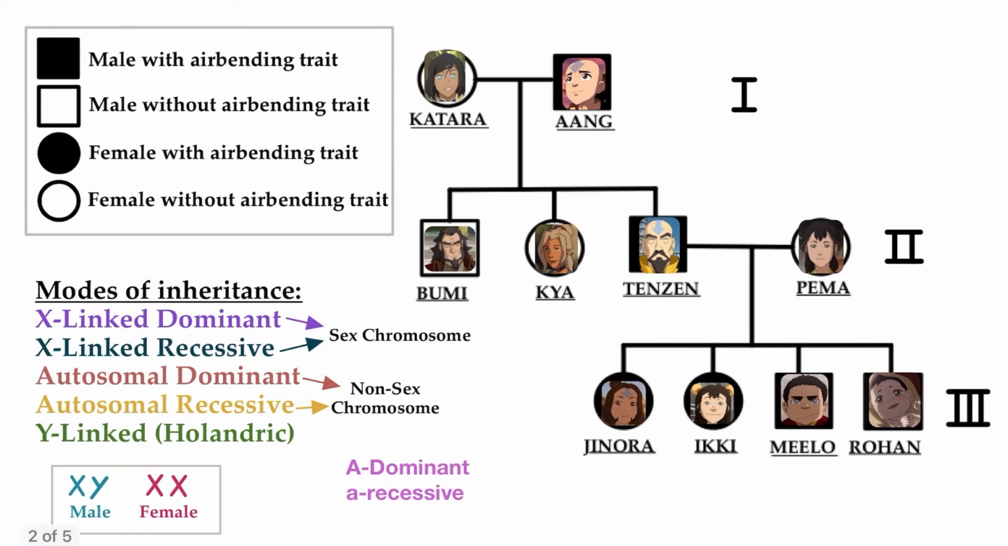First, let's talk about pedigrees. A pedigree is a chart or a diagram that traces the inheritance of a particular gene throughout different generations. Here we can see this pedigree from The Legend of Korra. These Roman numerals indicate the different generations.